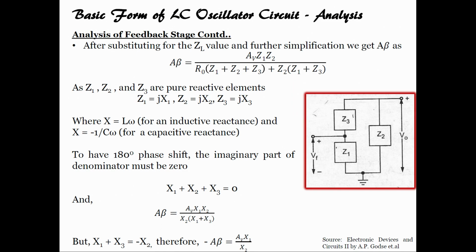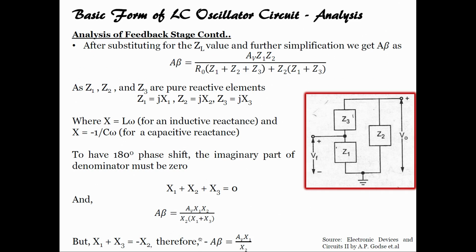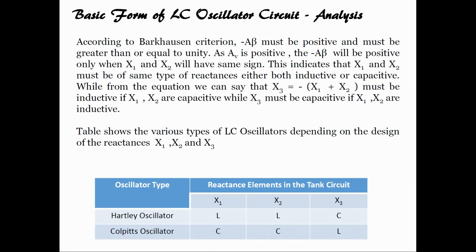If we substitute and solve this equation, finally what you get is that A beta will be AV X1 by X2. Here what we see is minus A beta equals AV X1 by X2, but it cannot be minus. Minus A beta should be positive and must be greater than or equal to unity.